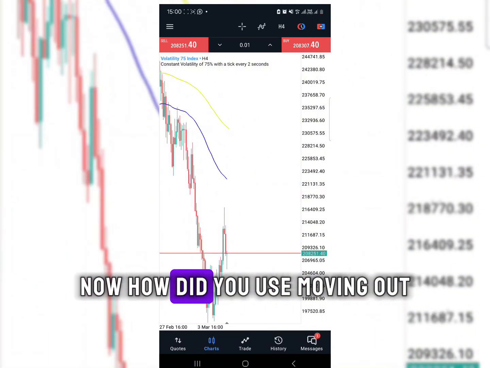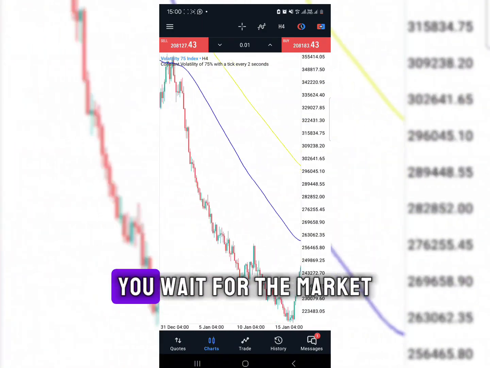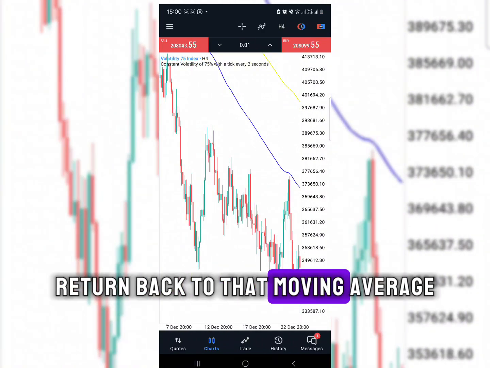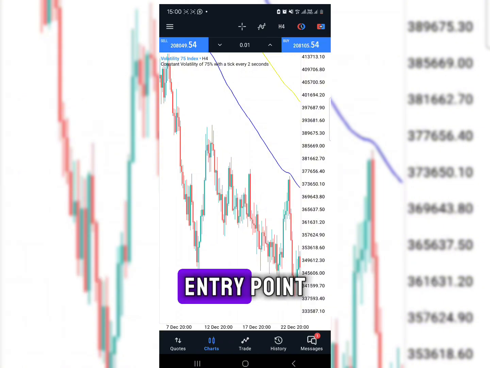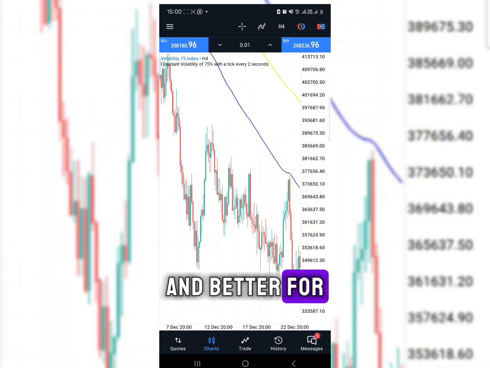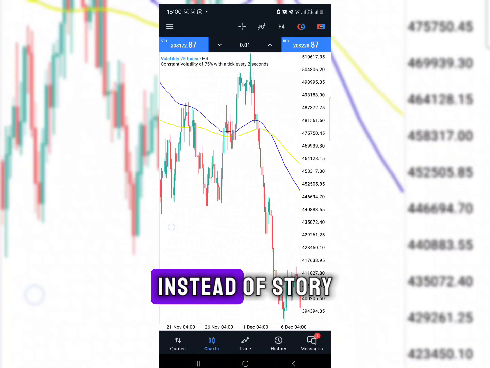Now, how do you use this moving average? You wait when you see the crossover. You wait for the market to return back to that moving average to give you a better entry point, because that is when entry will be safer and better for you as a trader. Now, what does it mean? Let's look at the crossover instead of story.